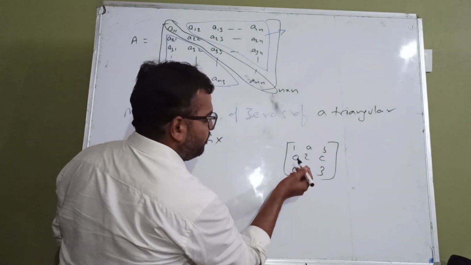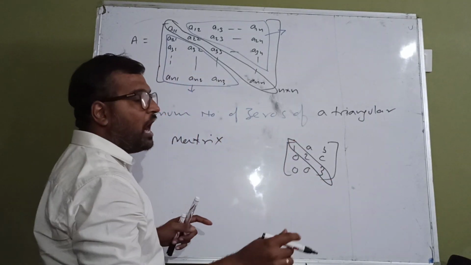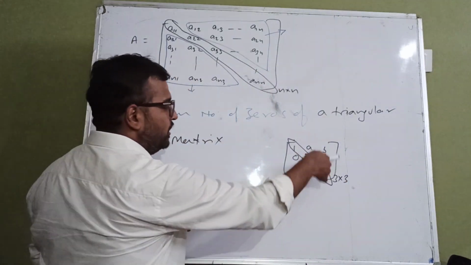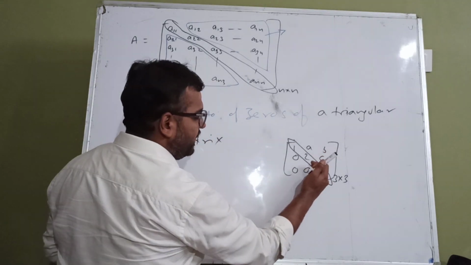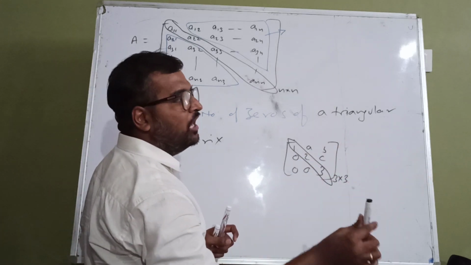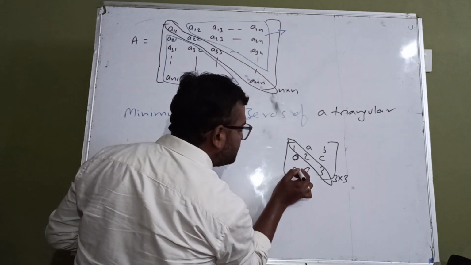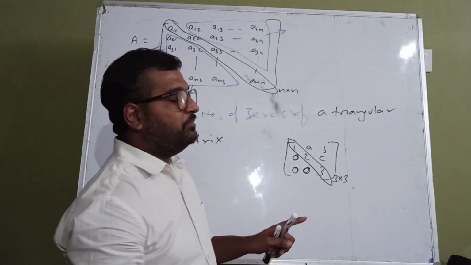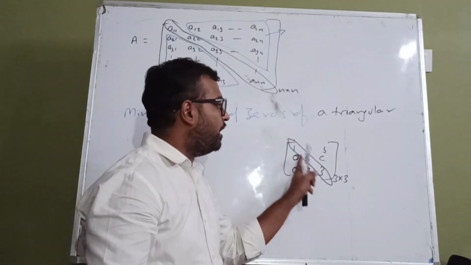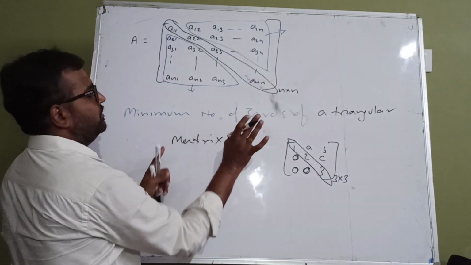The question is: how many minimum number of zeros are there so this 3 by 3 order square matrix will turn into an upper triangular matrix, because all the elements below the diagonal are 0? How many minimum number of zeros is required? So the minimum number of zeros required is 3. It means if all these 3 elements are 0, this square matrix will turn into the upper triangular matrix. Now I think the question is clear.